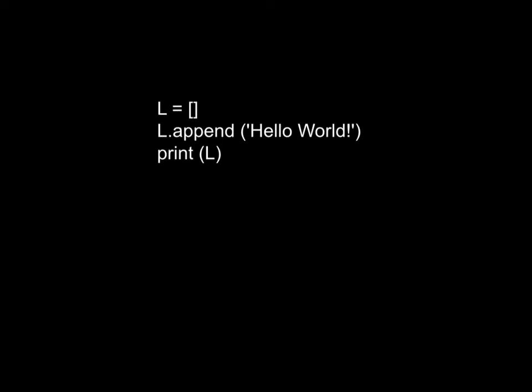So let's have a quick look at what's happening in this piece of code. What I'm doing is just creating ourselves a list. So there we go. L equals a new list, and then I'm appending hello world to the list and printing out the contents of the list. So what we end up printing out is obviously just hello world, like this. So we print out that.